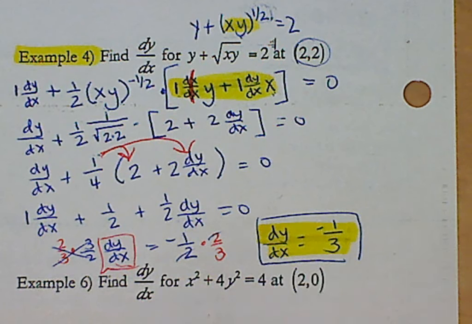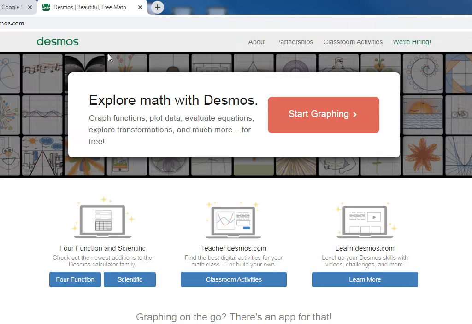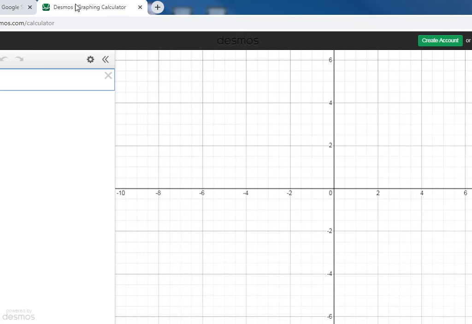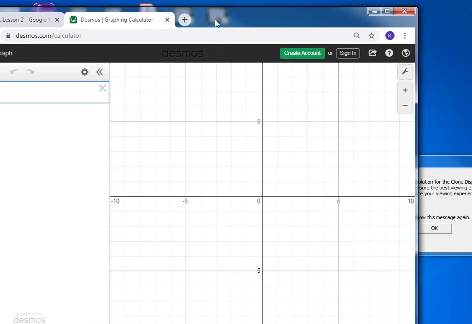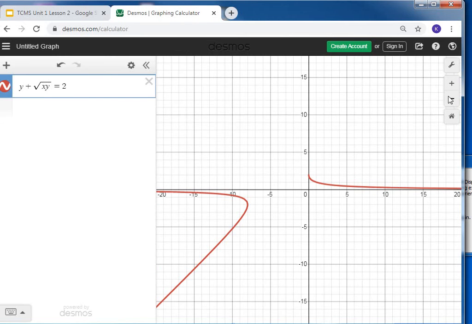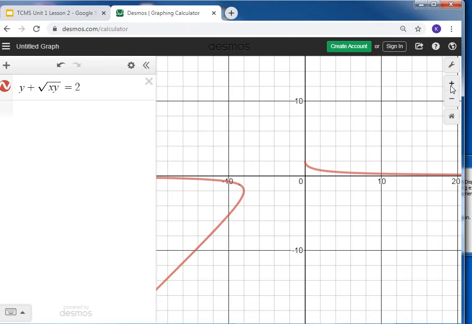I'm gonna graph this function in Desmos so we can get a visual of what this looks like. I hope this equation comes out. I have y plus the square root of xy equals 2. There it is. So here's this weird graph, and we were looking at the slope at the point 2, 2. So let's zoom in on 2, 2.